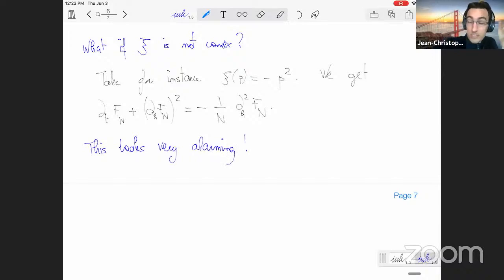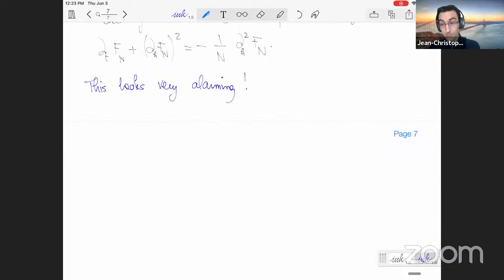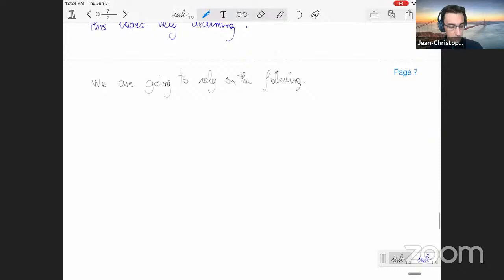Let me say one more time, it looks very alarming because the way we built viscosity solutions is precisely by leveraging on the fact that there was a plus sign here, not a minus sign. And the way we're going to still manage to save the day is by leveraging on the fact that the functions are convex. So we're going to rely on the following observation, which I owe to a discussion with Stefano Bianchini. I'm going to call it a theorem, a convex selection principle.